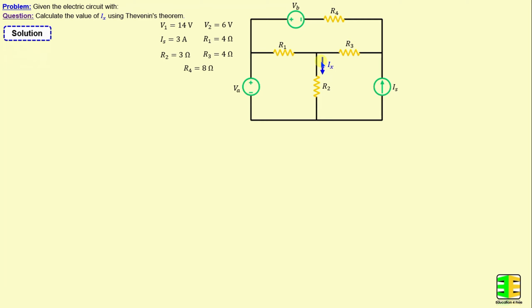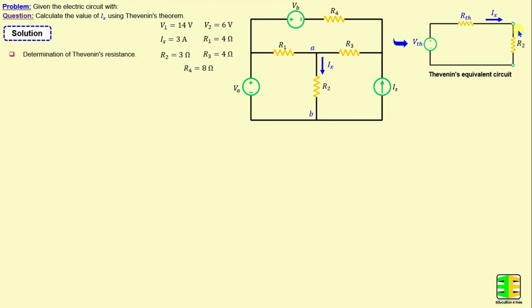By applying Thevenin's theorem between terminals A and B, we can replace this circuit with a voltage source in series with a resistor, which will be denoted as VTH and RTH. In our example, RTH is connected in series with R2, which plays the role of the load. I will start first with the determination of the Thevenin's resistance.